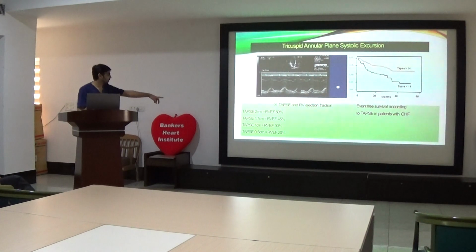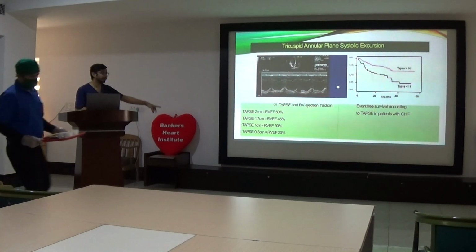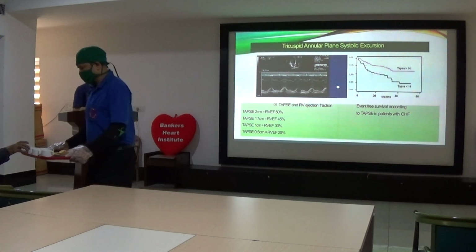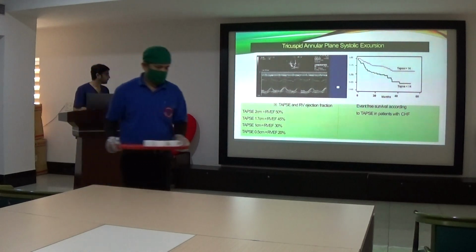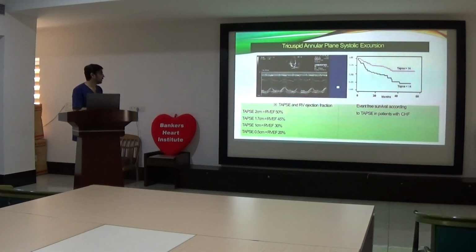Exactly, you have to multiply by 2.7, but roughly you can multiply by 3 and say that is the RVEF. So basically, this way, 1.7 is 45%. If it is 2 centimeter, it is 50%. So that is the RV ejection fraction by TAPSE, as per the Thomson method.